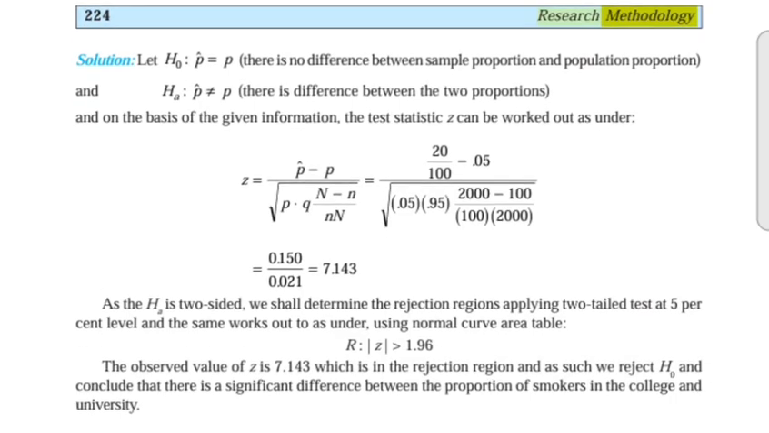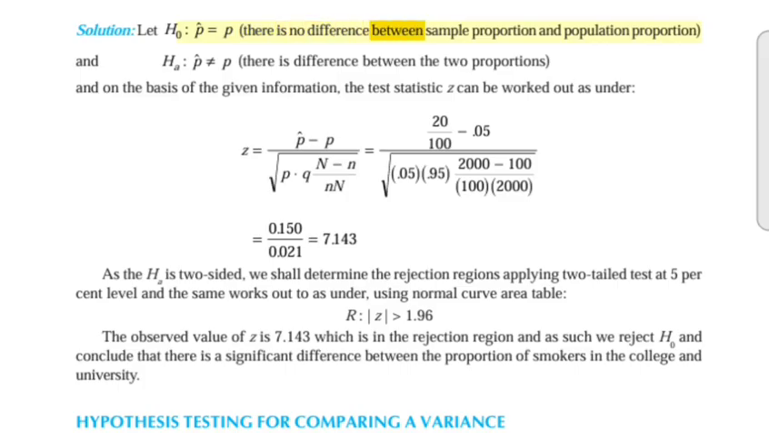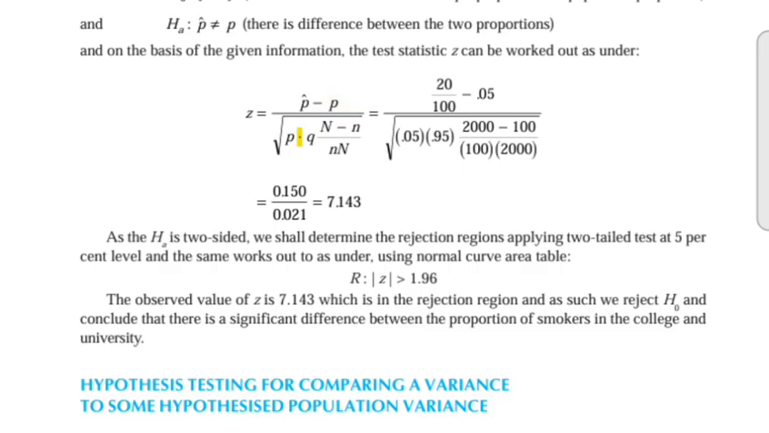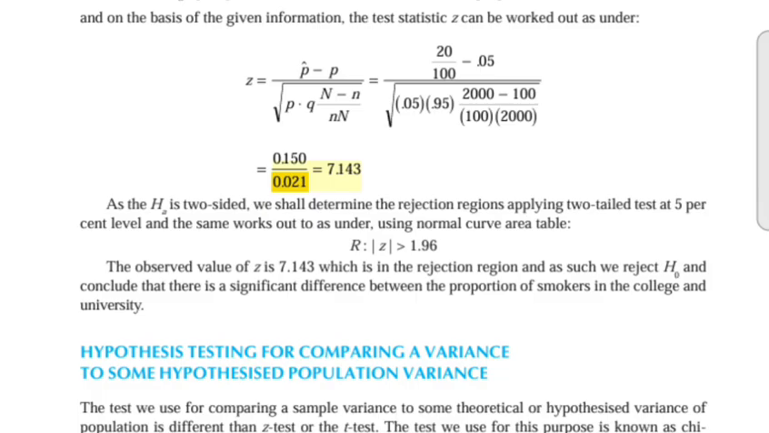Solution. Let H0: P equals p0, there is no difference between sample proportion and population proportion, and Ha: P does not equal p0, there is a difference between the two proportions. On the basis of the given information, the test statistic Z can be worked out as under: Z equals (p minus P) divided by the square root of (PQ over n) times (N minus n over N), which is 20/100 minus 0.05, over the square root of (0.05 times 0.95 over 100) times (2000 minus 100 over 2000), equals 7.143.